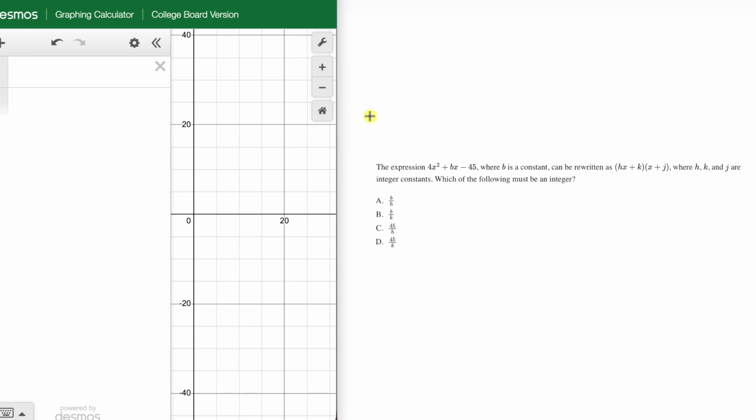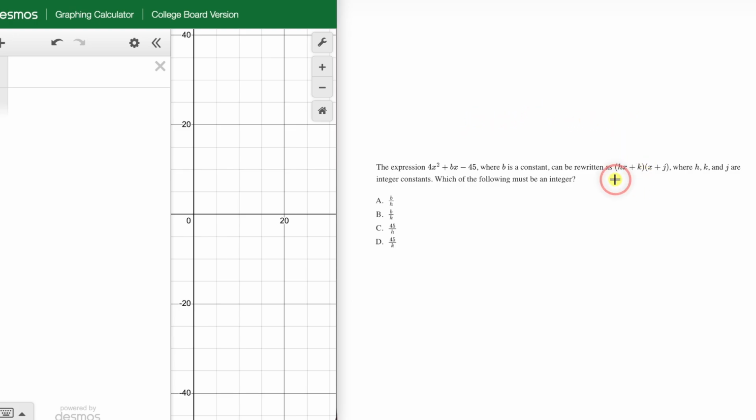So now, looking at this problem, the expression 4x squared plus bx minus 45, where b is a constant, can be written as (hx plus k) times (x plus j), where h, k, and j are integer constants. Which of the following must be an integer? So it's basically asking which one is a whole number. So what we can do is, it's giving us this in the form of ax squared plus bx plus c.